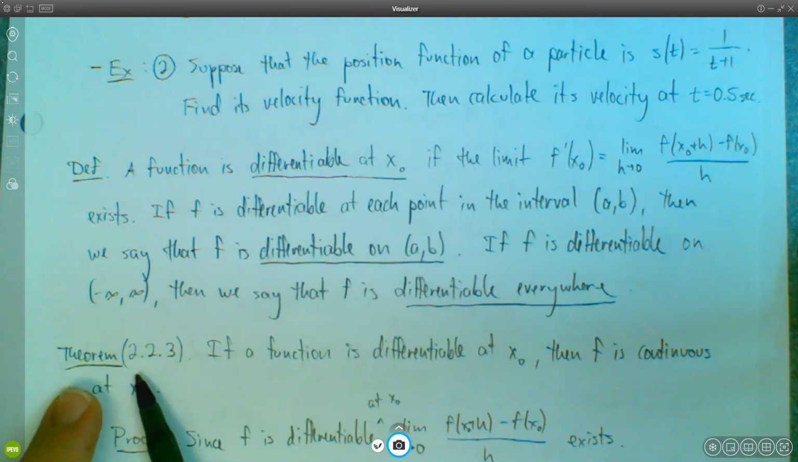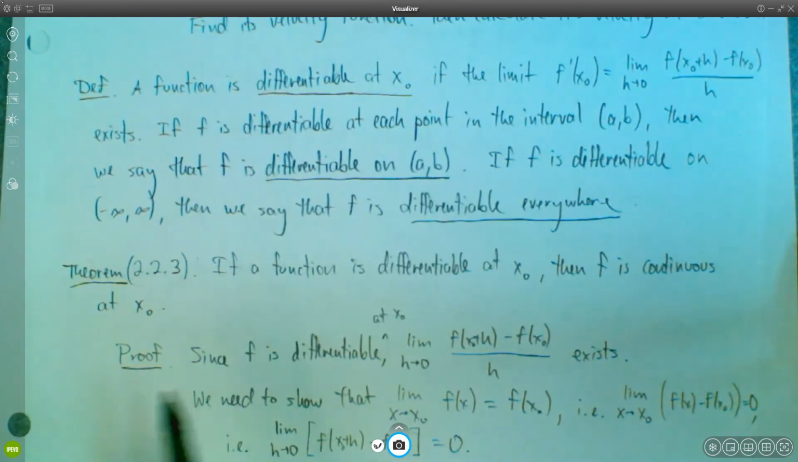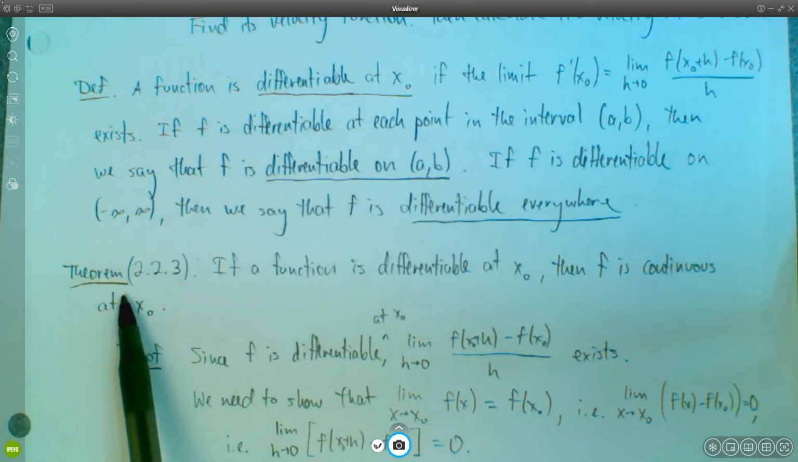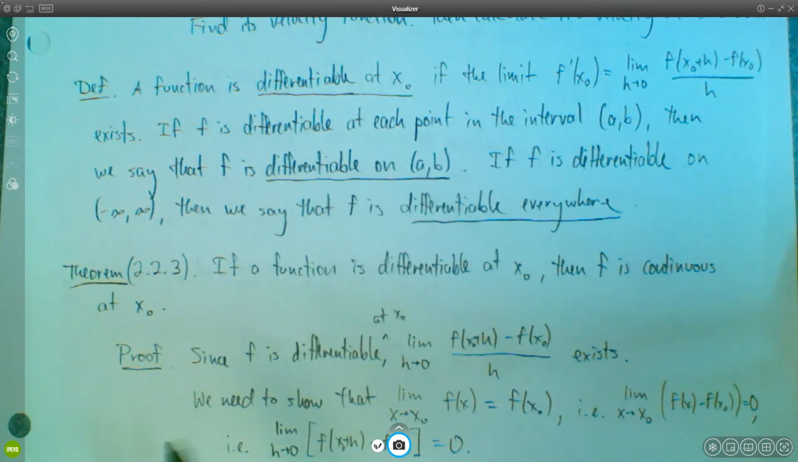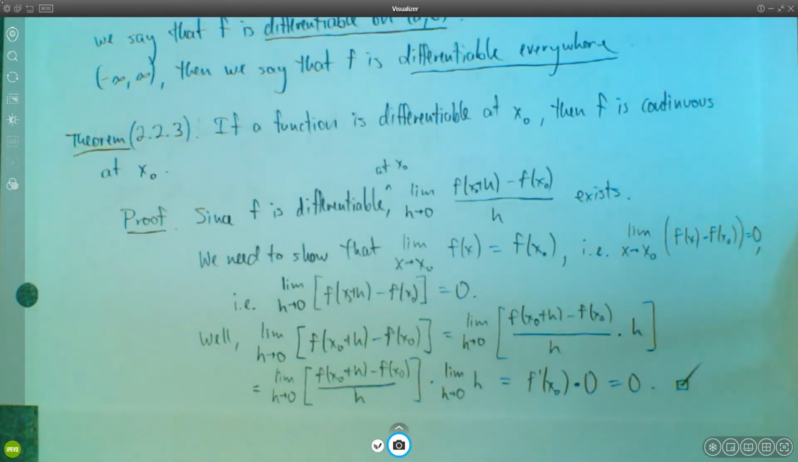And this theorem gives it to us. I'm just using the same numbers as your book so that you know what to refer back to. This theorem tells us the relationship between differentiable functions and continuous functions, and here it is: every differentiable function is continuous. In other words, if a function is differentiable at x naught, then f is continuous at x naught. And here's a proof. The proof is pretty short.